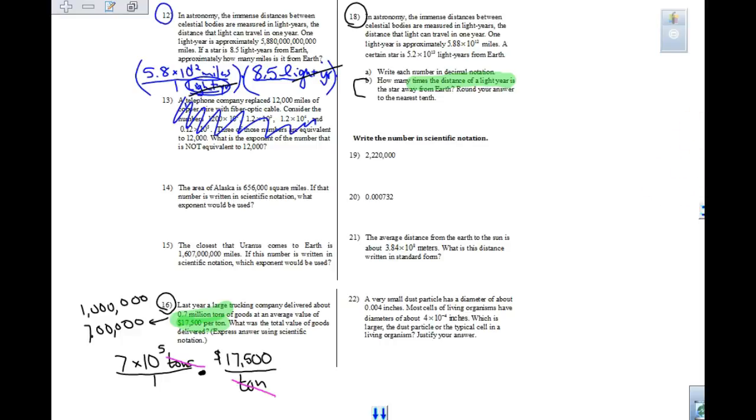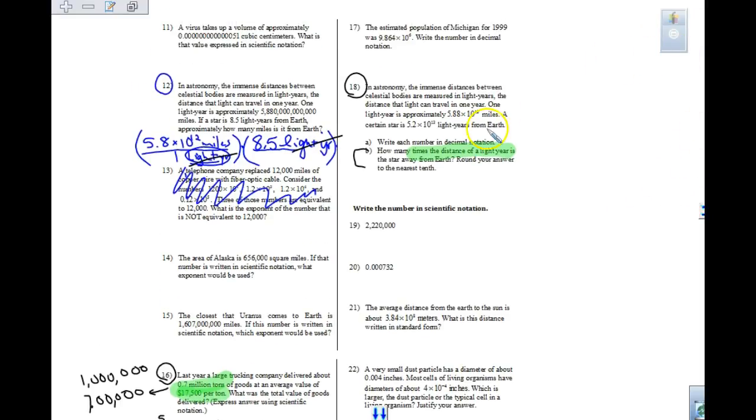How about 18? Was 18 add, subtract, multiply, or divide? How many times? Anyone have an idea? Think they got it? Robin, you think? It is a division. In this case, it says how many times the distance of a light year is away from Earth. So when we are looking at this, we are saying that a certain star is going to be 5.2 times, that's our light year.